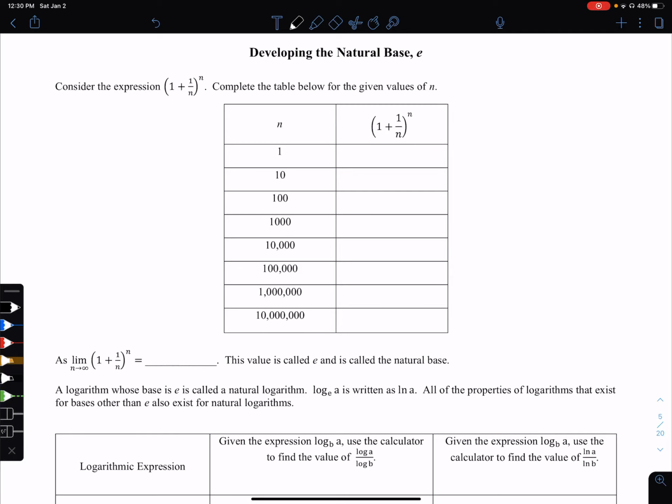Developing the natural base, E. This is 8.1 notes, pre-calculus. I believe this is video 4. Just to give us a little bit of context, this isn't nearly as odd as it's going to seem.